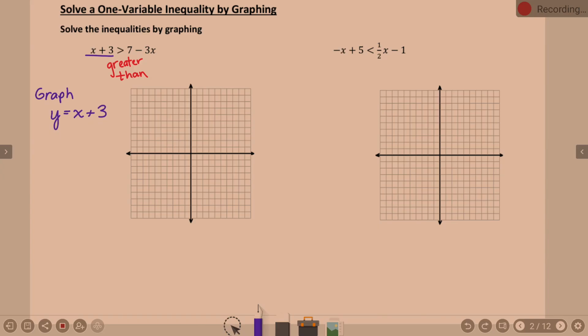So what do we know about y equals x plus 3? It has a y-intercept of 3 and a slope of the invisible 1, yes? And what is 1 as a fraction? 1 over 1. So, y-intercept of 3 means I'm going to go on the y-axis, always up or down, guys. Up 3. A slope of 1. Rise 1, run 1.